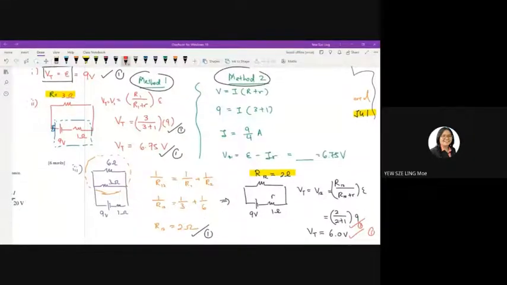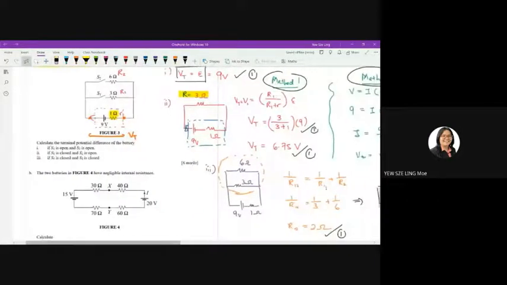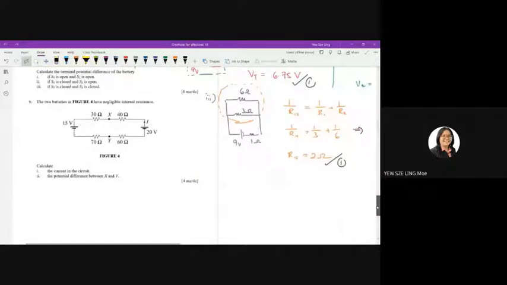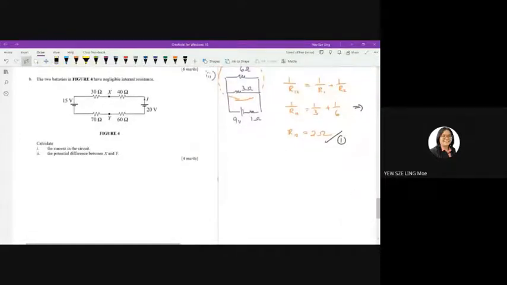Very simple question. This last question was actually a question in your physics alert 2 or 3 weeks ago, exactly the same. So question B: the 2 batteries in figure 4 have negligible internal resistance. It asks you to calculate the current in the circuit.